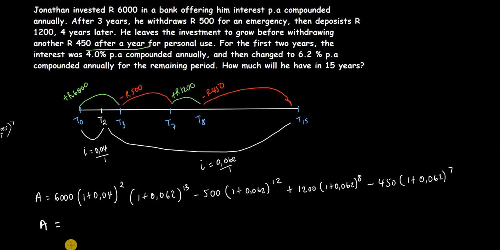So if we do that, what I'm getting is that the person will have 14,412.18 rands after 15 years. Right, after 15 years. So that is what we have, guys. Quite interesting, eh? You just have to make sure that you draw your timeline correctly, right?